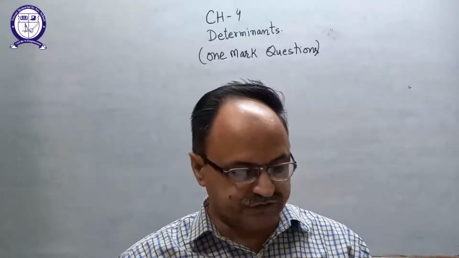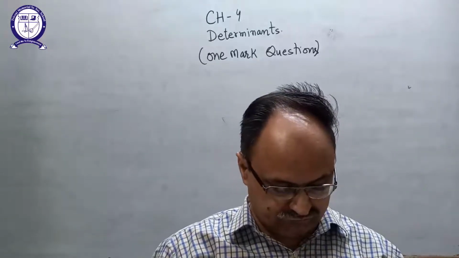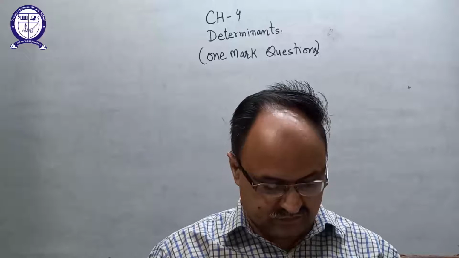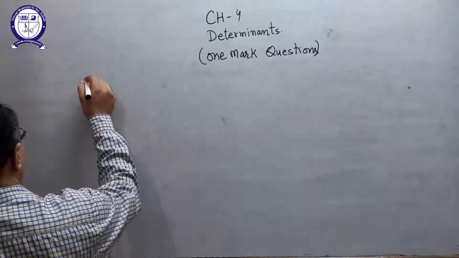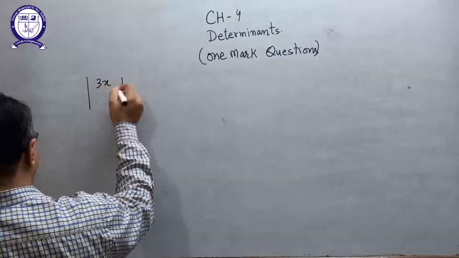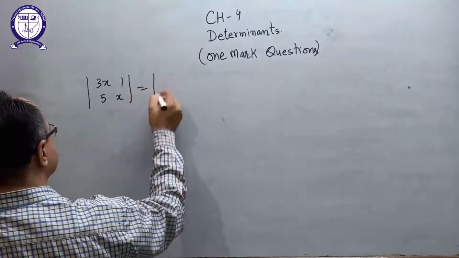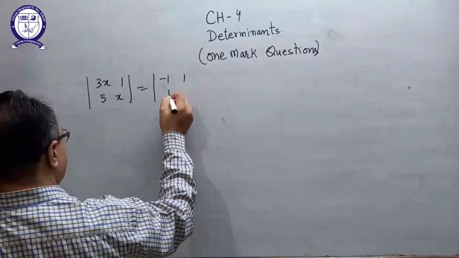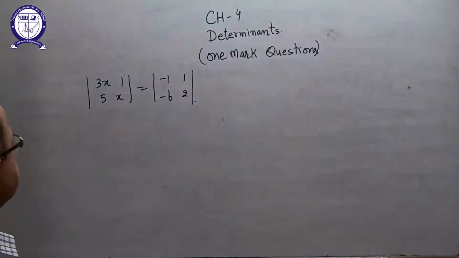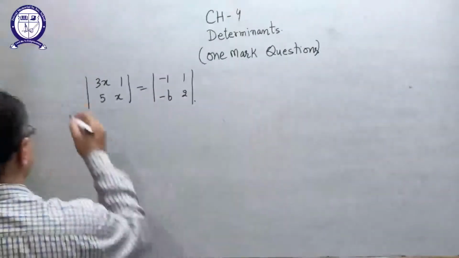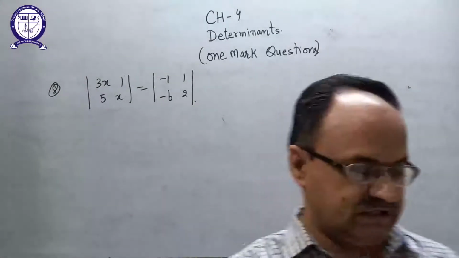Next, 1 more question. That is determinant of 3x 1 5x is equal to -1 1 6 minus 2. Find the value of x. Next question 8. Number 8. Find the value of x.